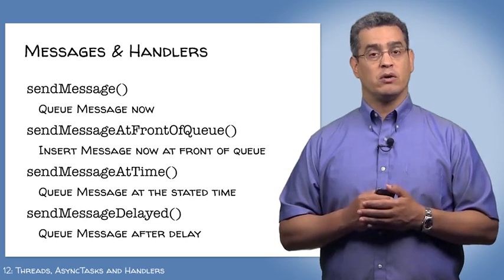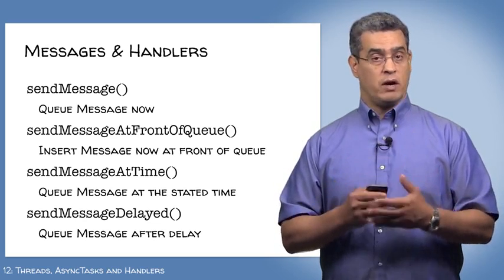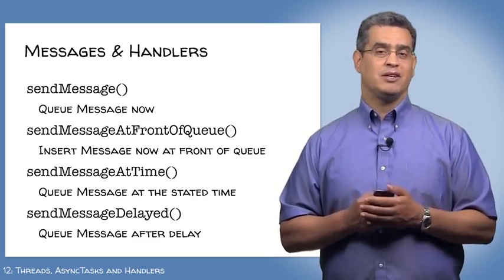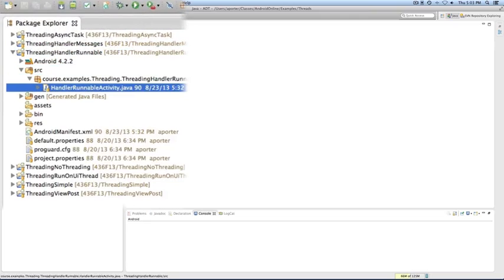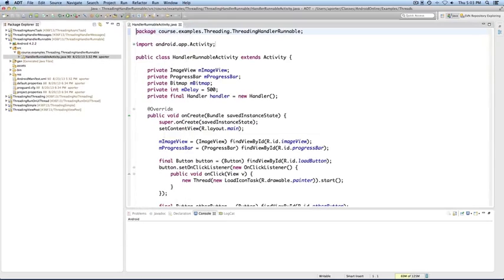Let's look at the source code for versions of our running example that were implemented using handlers. Here's the threading handler runnable application. I'll now open up this application's main activity. And first, you see that this code is creating a new handler. This handler will be created by the main UI thread. So the runnables that this handler receives will be executed in the UI thread.